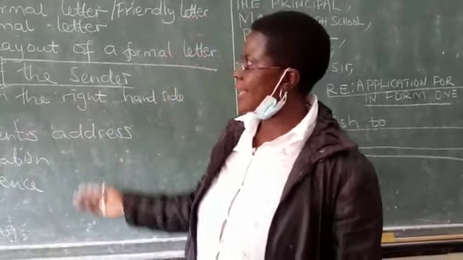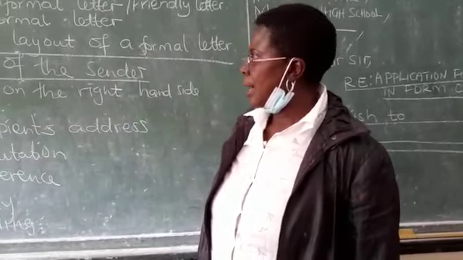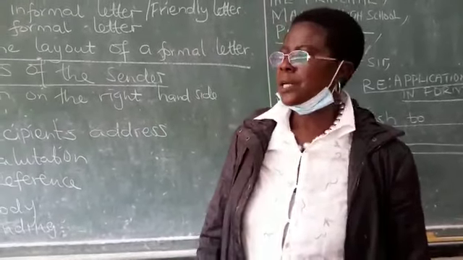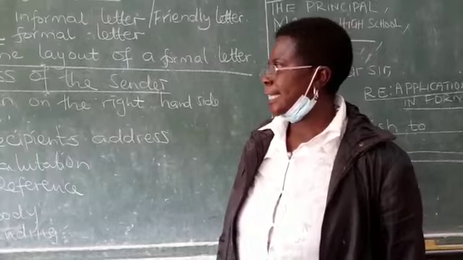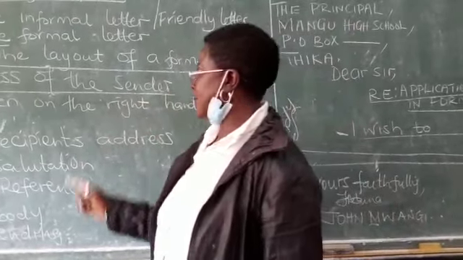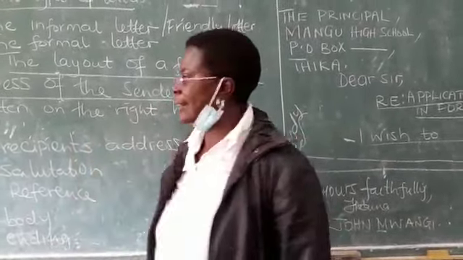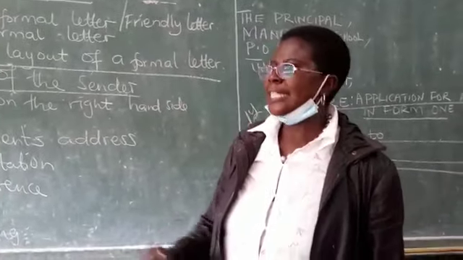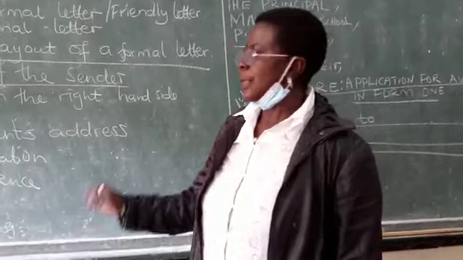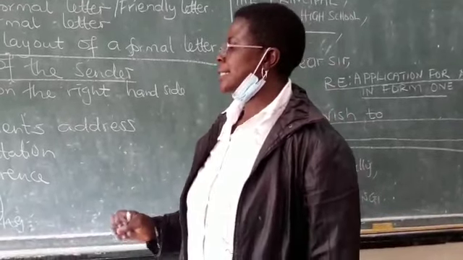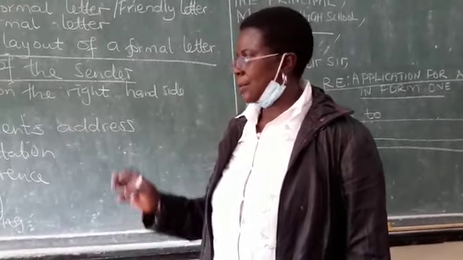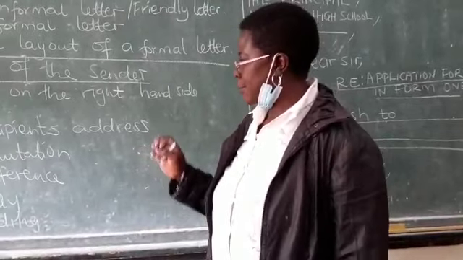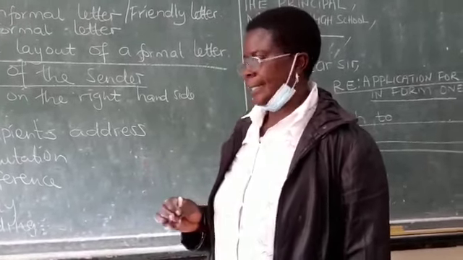So when you are learning this, remember you looked at the layout of the informal letter. That is, it had only the address of the sender. It has only one address. Then from there, you come to the date, then salutation, the body, and the ending.